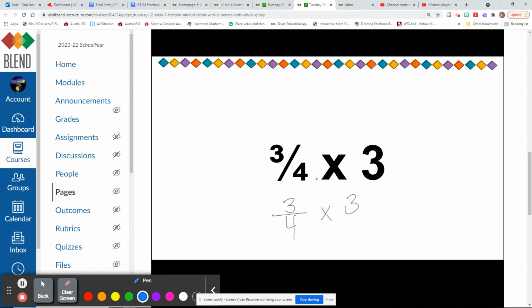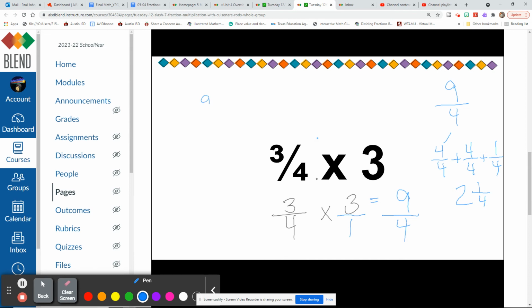All right, so first thing we do is we turn the whole number into a fraction, and then we do top times top, which gives us 9. Bottom times bottom, 4 times 1 is 4. It's 9/4. So if I decompose 9/4, it's the same thing as 4/4 plus 4/4 plus 1/4, which is the same thing as 2 and 1/4.